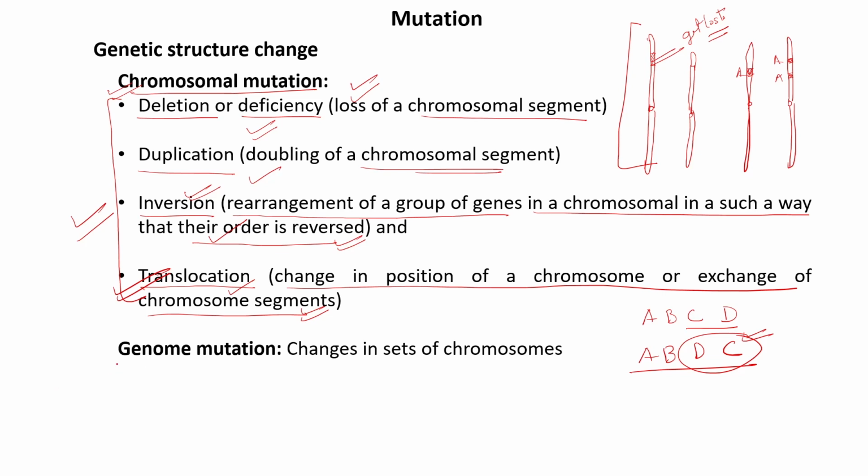Now, genome mutation, very important. It is a change in the set of chromosomes. All the chromosomes get mutated or the chromosomes get duplicated. When the number of copies of a whole chromosome changes, then it is called genome mutation.